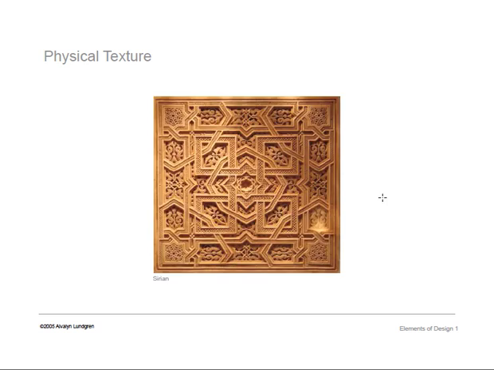When we have bas-relief or low-relief carvings such as this one, the overall visual impression will change depending upon the lighting situation.